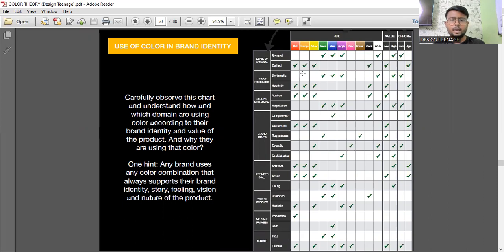So over here we have relaxed. For relaxed, we can see green, blue, purple, white. Over here value is high, chroma is low. Okay, don't go through all these things. See the different kinds of colors that are used. We have here some sort of feeling sensations, depending upon which feeling we want, there are colors that we can use.